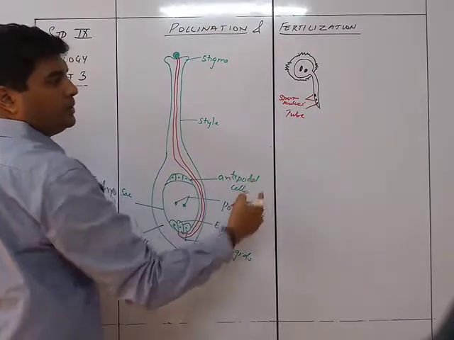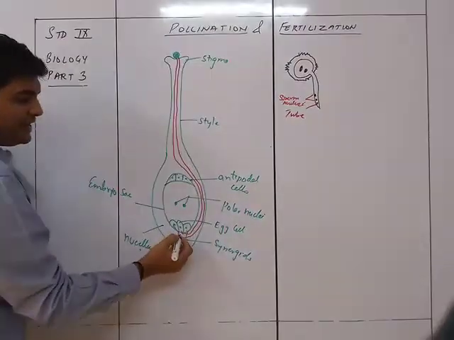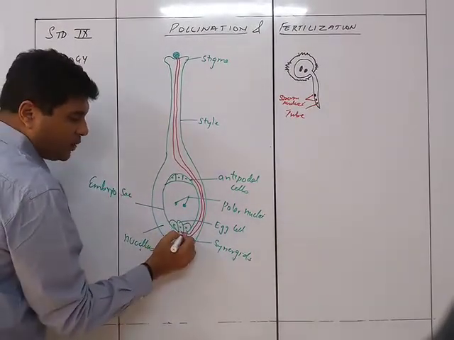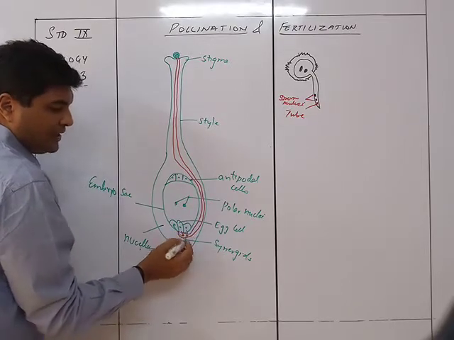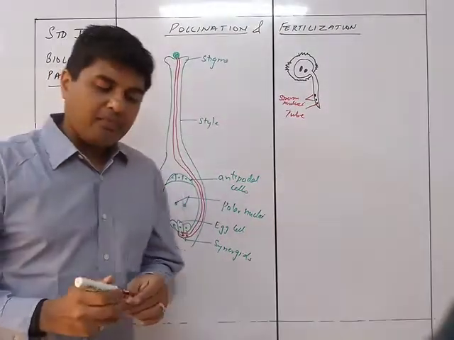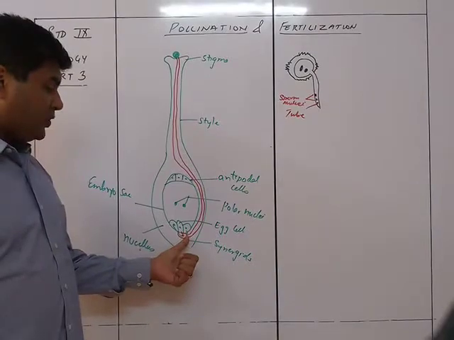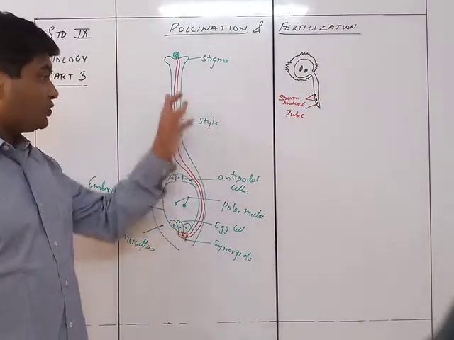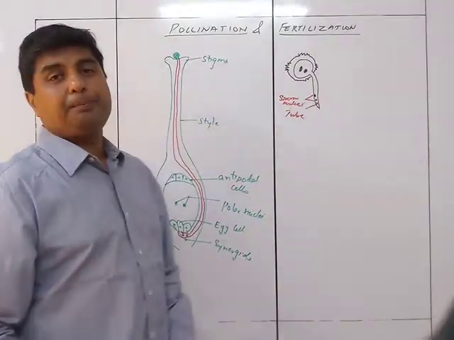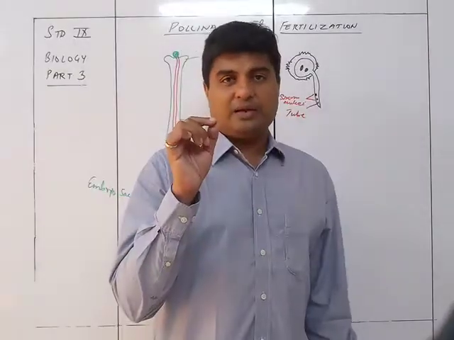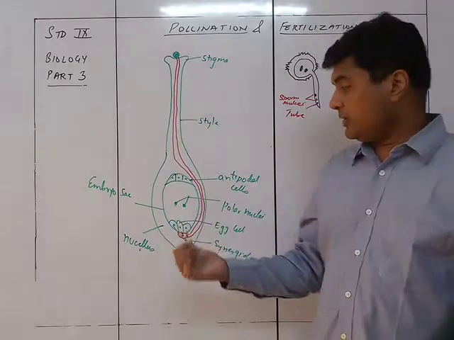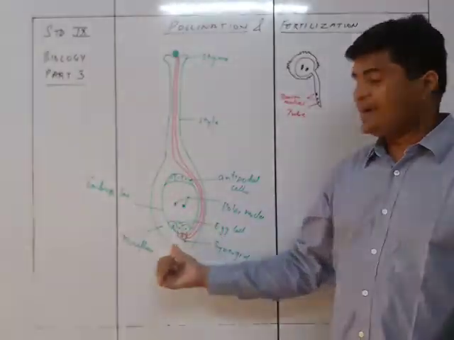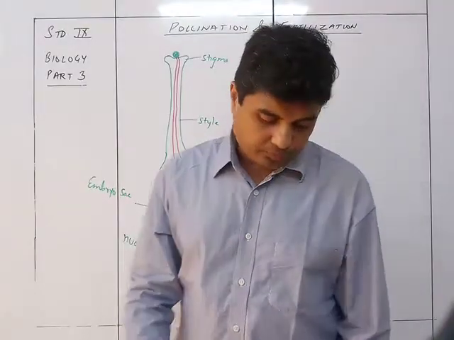The tube nucleus is going to disintegrate as soon as it reaches this point, and only 2 male nuclei will remain. The sperm nuclei are retained when they reach here. The tube nucleus disintegrates because what was its job? Its job was to make a pathway, a route, for the pollen grains, or you can say the generative nucleus, to go into the style and reach the ovary.